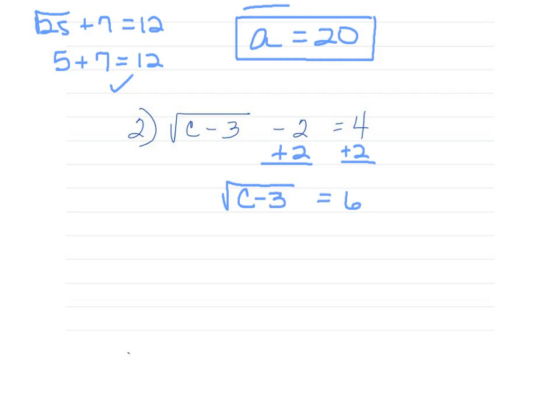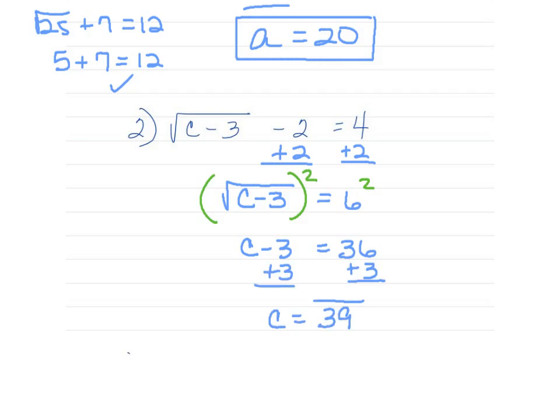And once again, in order to get rid of the radical symbol, I need to square. Whatever I do to one side, I have to do to the other. So I'm going to square both sides. And I'm left with c minus 3 is equal to 36. I'll add 3 to both sides. And so c equals 39.